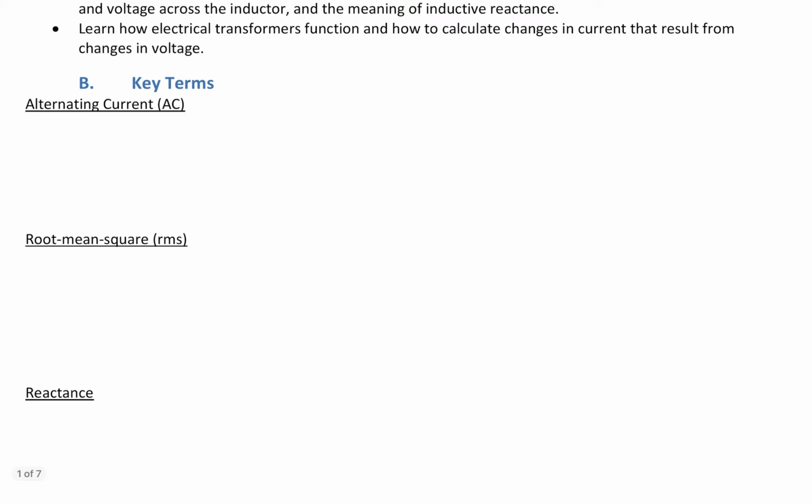Our first key term, no surprise, is alternating current itself, AC. This definitely is in contrast to DC. You got AC and you got DC. AC is the type of current found in outlets and from generators. Obviously both types of current are very common, DC from many batteries, but this is AC current.